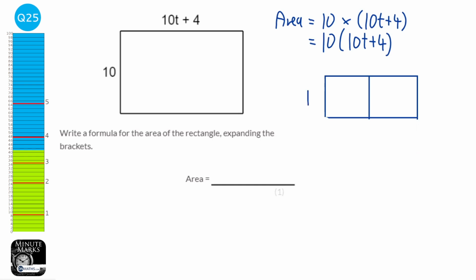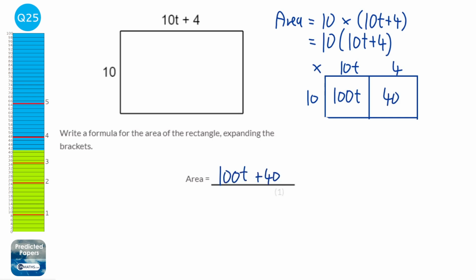So we've got 10 times 10t plus 4. And we're timesing them, so 10 times 10t, 10 times 10 is 100, so it'd be 100t. 10 times 4 is 40. So our answer will be 100t plus 40.